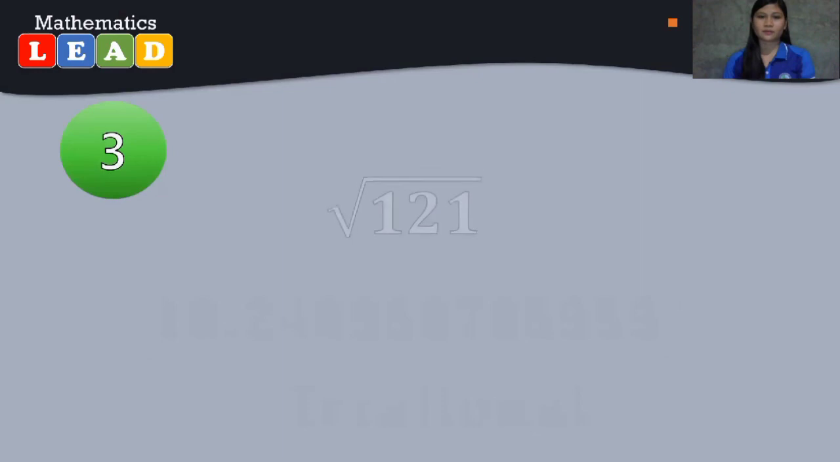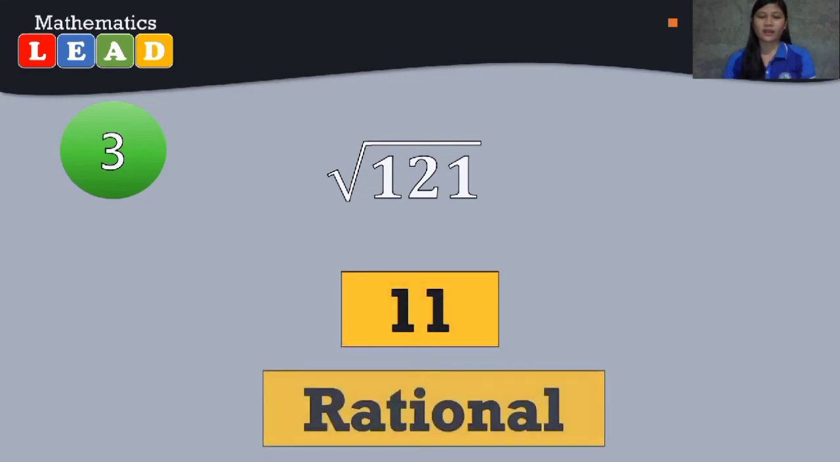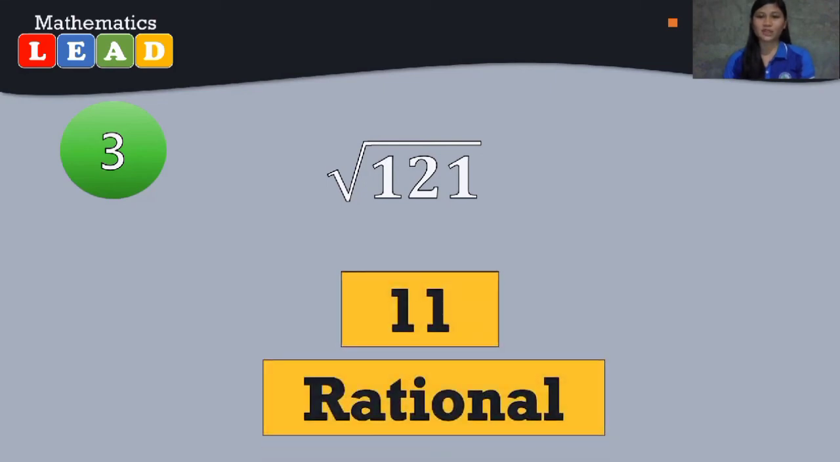Number 3, square root of 121. Use your calculator to get the square root of 121 and tell whether it is a rational or irrational number. The answer is 11, and 11 is a rational number.